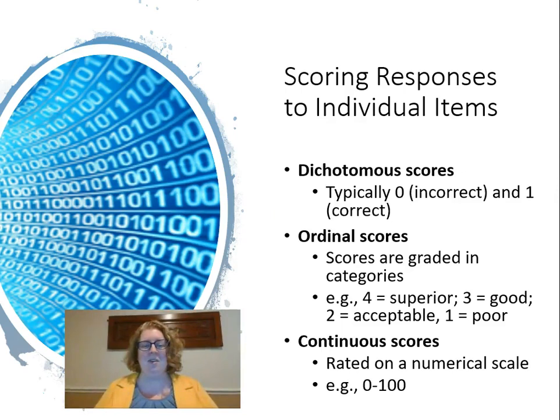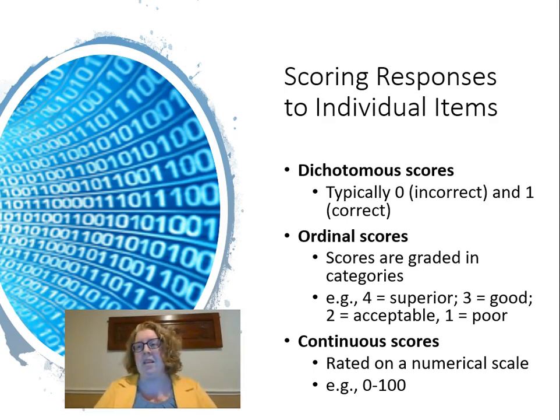Okay. So the first thing we have to do when we're examining test scores is to score the responses to individual items. And we have three different types of item scores to look at. Dichotomous items, remember from our first lecture, are typically scored either 0 or 1, so either incorrect or correct, right? Then we have ordinal scores. Those are scores graded in categories.